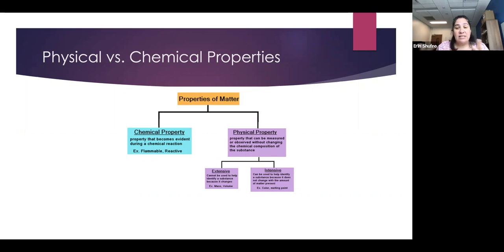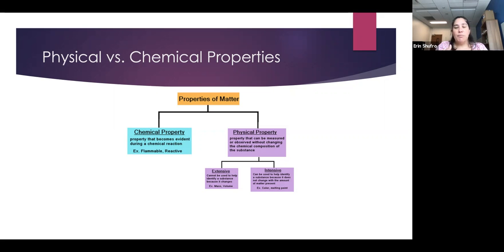Volume, how much space something takes up. Again, that depends on the amount, right? The more stuff you have, the more space it takes up. So a teeny tiny chunk of gold versus a huge chunk of gold, right? The teeny tiny chunk of gold takes up less space than the large chunk of gold. So volume changes depending on the amount of your substance. Things like color, right? That does not change no matter how much of it you have. The color of a chunk of gold is the same whether it's a teeny tiny little nugget or a very, very large chunk, right?